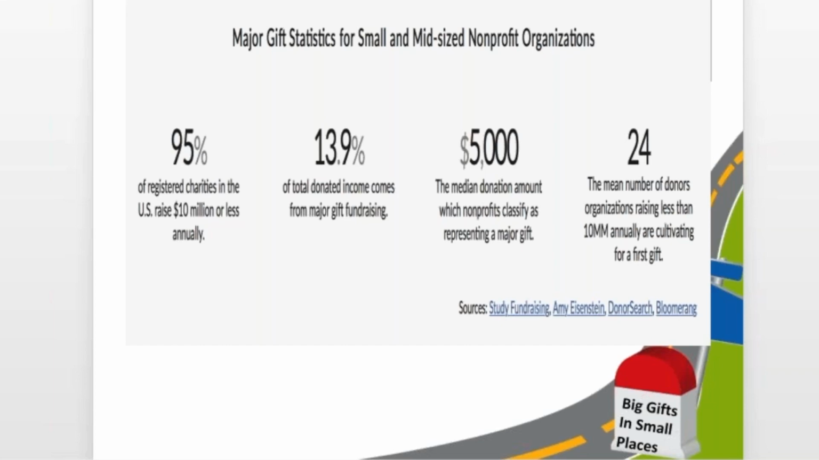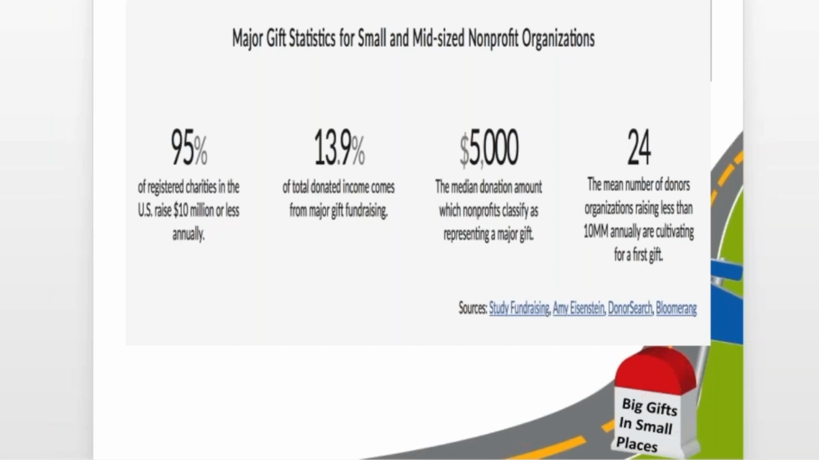And then this final number, which I find really interesting. This is all from a study that was done, as you can see here, by Donor Search, Bloomerang, Amy Eisenstein, et cetera. Adrian Sargent was involved in this. That 24 is the mean number of donors that organizations raising less than 10 million annually are cultivating for first gift. So let me put that in English. Most places have a portfolio of about 24 people that they're relying on for large gifts. 24, that's it.